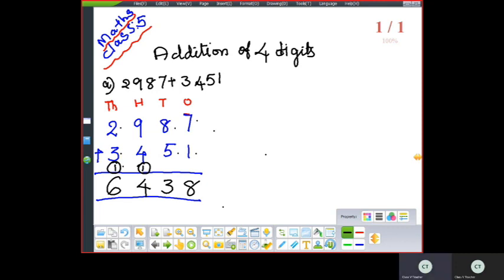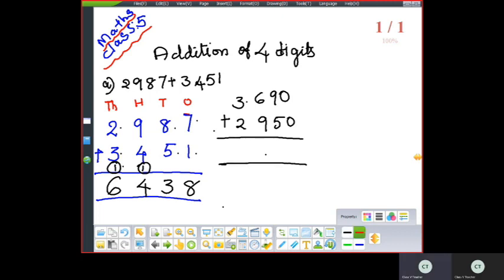The next one, 3690 plus 2950. Let me first distribute it in the ones, tens, hundreds places. 1, 10, 100, 1000. Okay. So now let us do the answer. 0 plus 0, 0. So starting from the ones addition. 9 plus 5, 14. So 4 will be here.